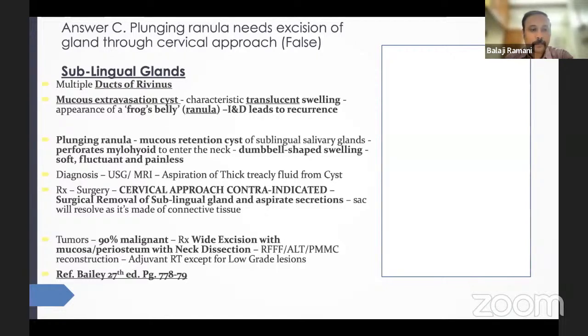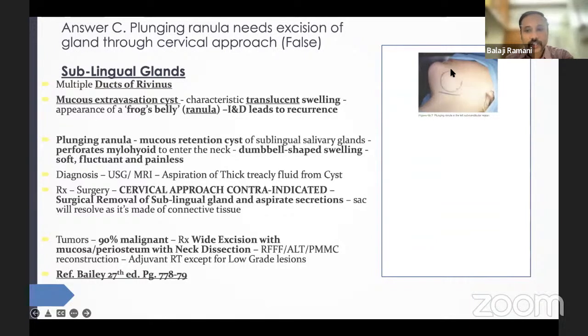In the same way, if you take a plunging ranula, what happens is that it develops a swelling that extends into both the neck and the oral cavity as well. So it crosses the mylohyoid. Anyone who has questions, kindly type them in the chat box. I have the chat box in front of me.